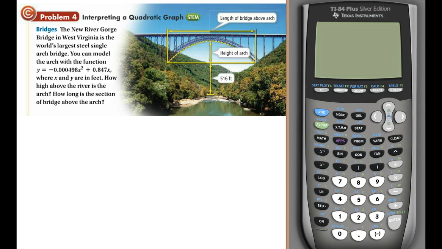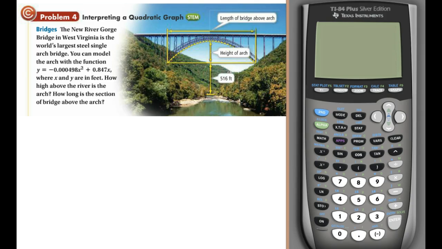Our last example of this lesson is a real-life application problem. So let's read this together. The New River Gorge Bridge in West Virginia is the world's largest steel single arch bridge. You can model the arch with the function y equals -0.000498x squared plus 0.847x, where x and y are in feet.